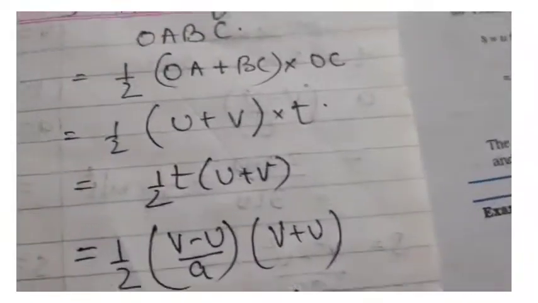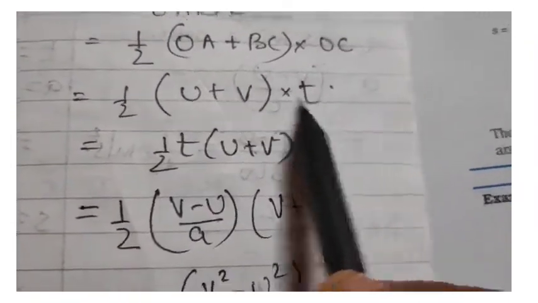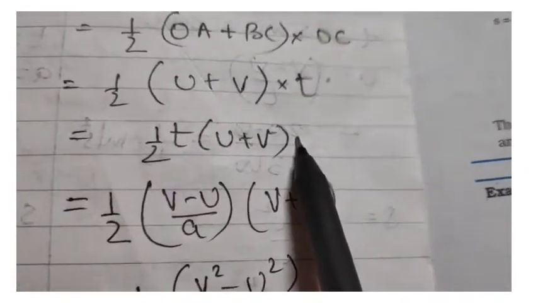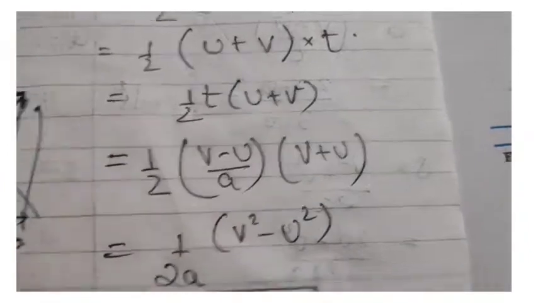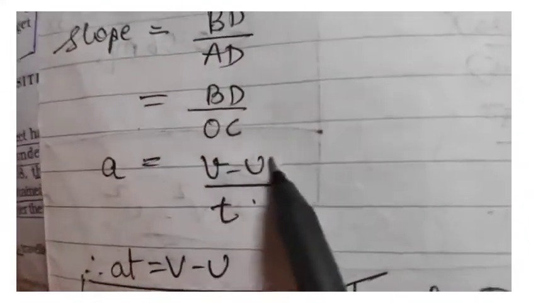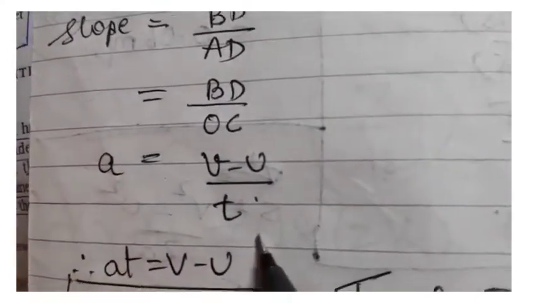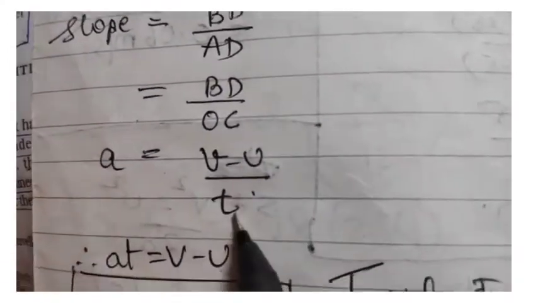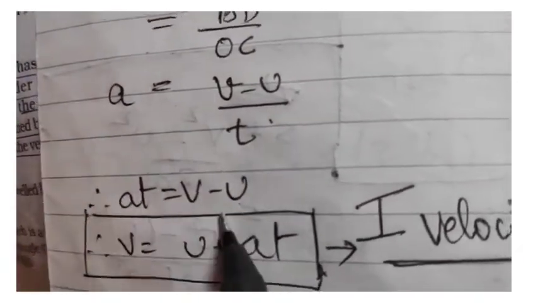And OC will be T. So that is written over here. Half of U plus V into T, that is half T into U plus V. Now the T value, again from the first equation, can I take up? The first equation says that A is equal to V minus U upon T. So if I take the T over here, the A comes down. So T is equal to V minus U upon A, can I write? Here also you can say T is equal to V minus U upon A.